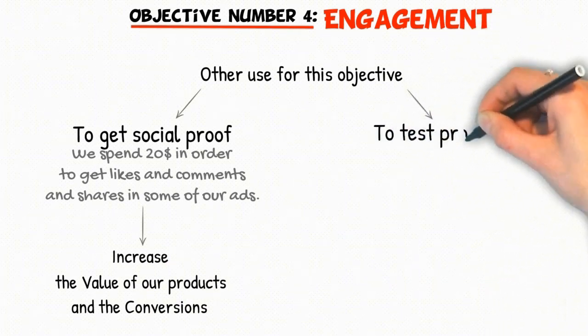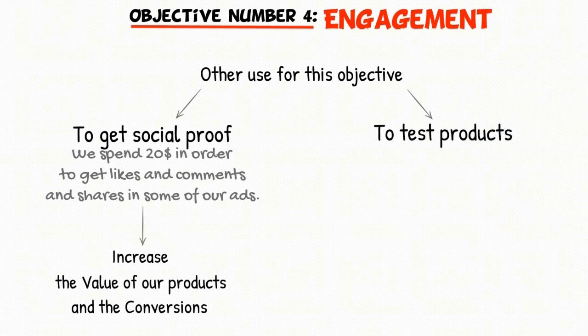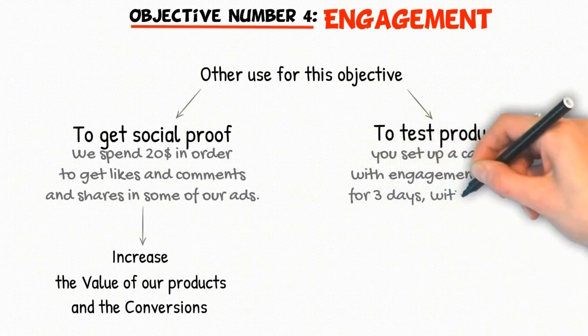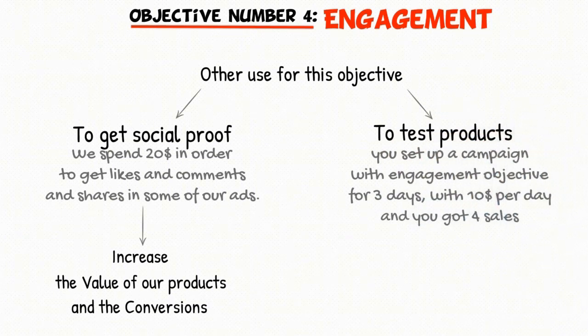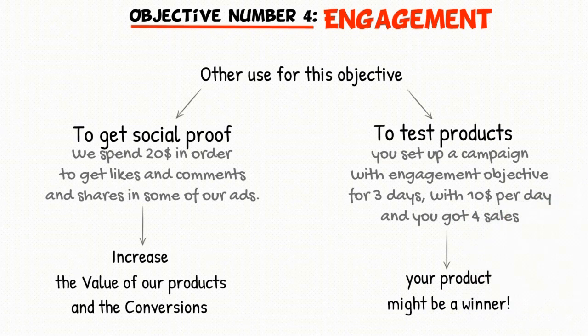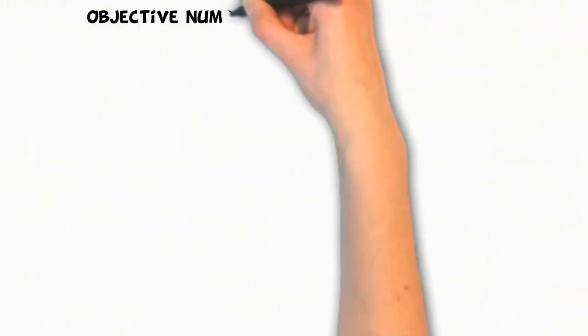You can also use this objective to test your product. So if you set up a campaign with engagement objective for 3 days and you spend $10 per day and you got 4 sales, then your product might be a winner. Don't expect this objective to bring you direct sales, because when you ask Facebook for engagement, Facebook will give you engagement, not sales.